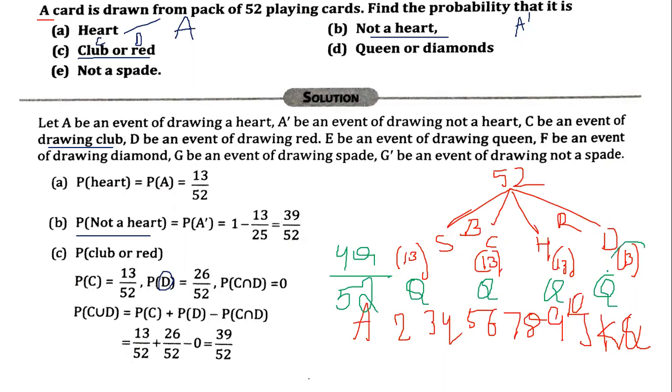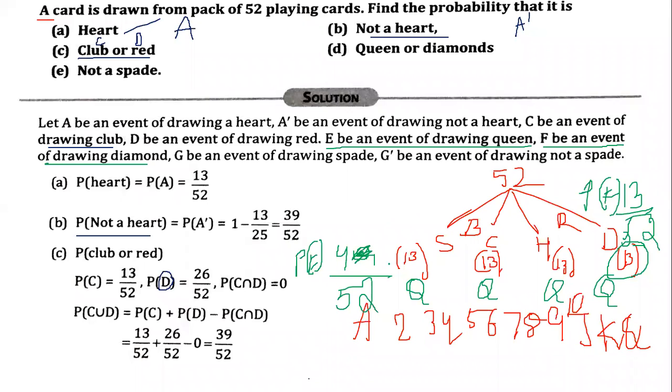Okay, and how many diamond cards are there? There are 13 diamond cards out of 52 cards. So define the event. We finished until D. Now, event E will be drawing a queen card, and event F will be drawing a diamond card. So the probability of event E, drawing a queen card, is 4 by 52, and the probability of the diamond card, event F, is 13 by 52.